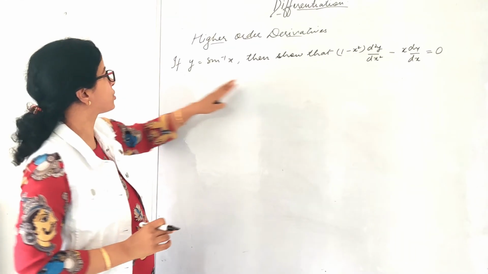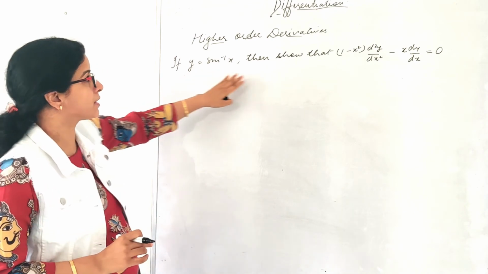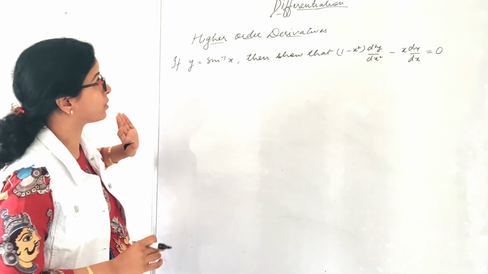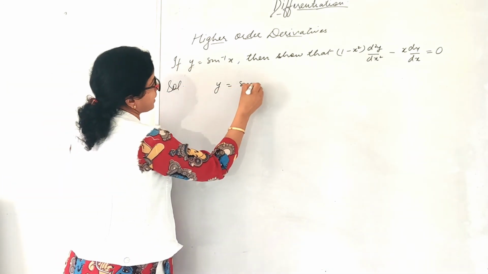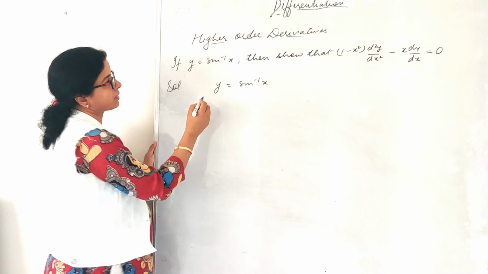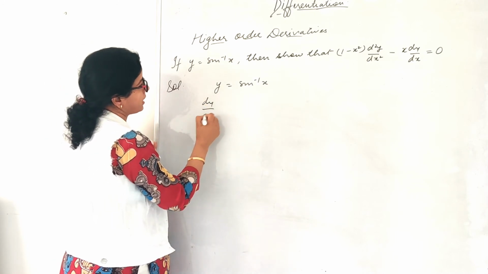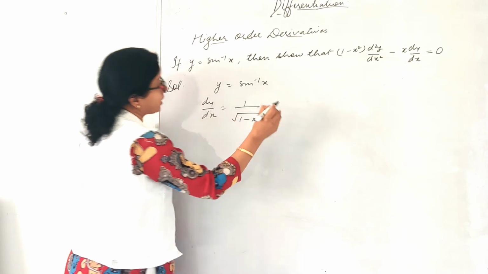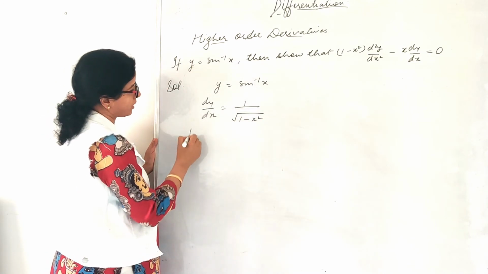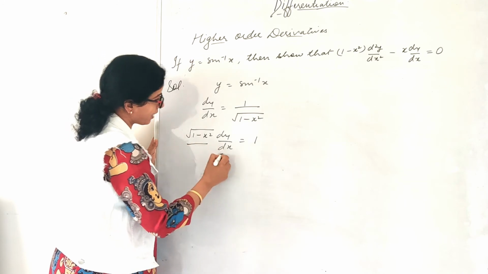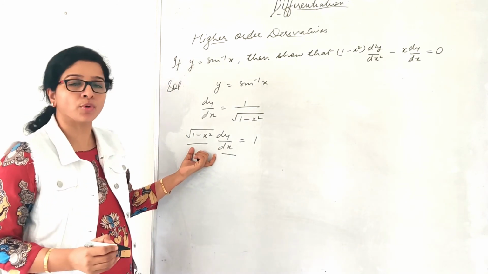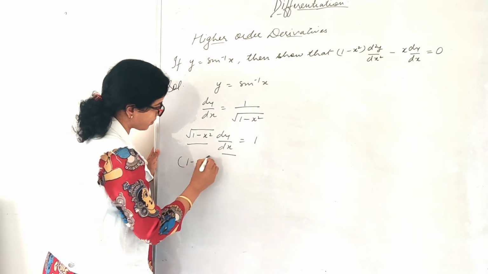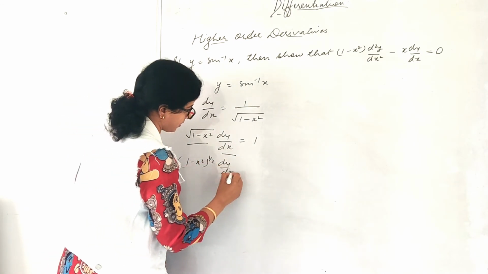Now let us take this question. So if y is equal to sin inverse x, then show that 1 minus x square d2y by dx2 minus x dy by dx is equal to 0. So y is equal to sin inverse x. Differentiate with respect to x both the sides. dy by dx is equal to 1 upon under root 1 minus x square. I'll take under root 1 minus x square to the left hand side. Now here I have two functions. I will use the product rule here. Okay. I can write this as 1 minus x square to the power half into dy by dx equals to 1.